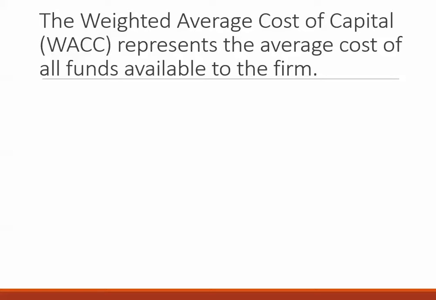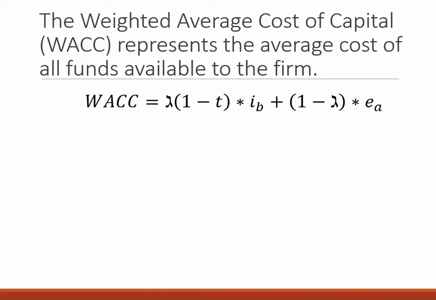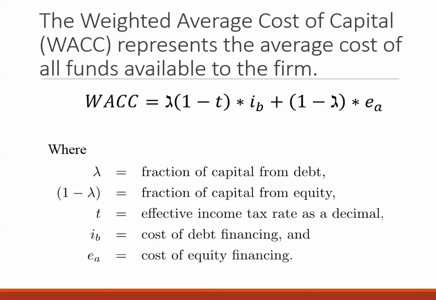So anyway, let's continue. The weighted average cost of capital, which is WACC, represents the average cost of all funds available to the firm. There's this fancy equation here where this variable indicates the fraction of capital from debt. Then clearly whatever is not capital from debt is capital from equity, so 1 minus that. T in this equation is the effective income tax rate as a decimal.